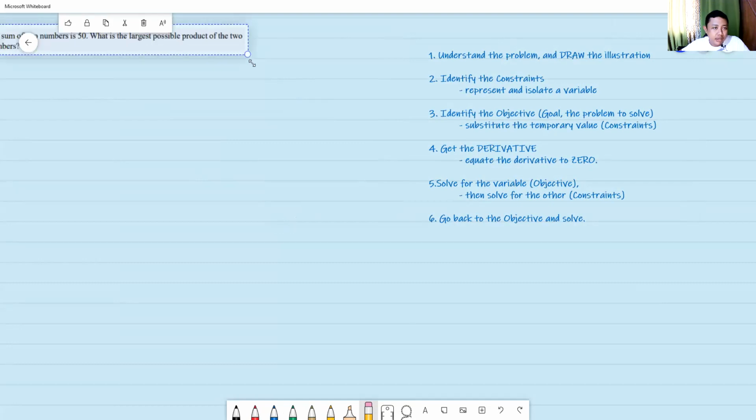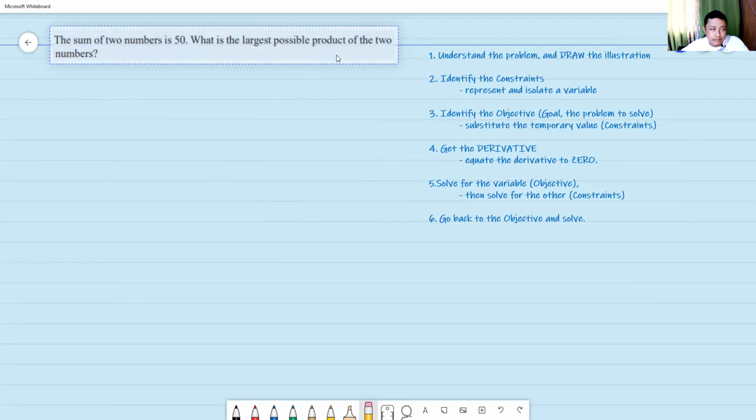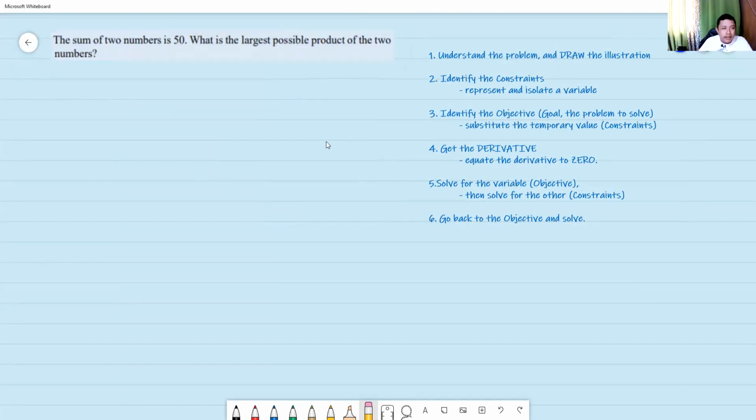These are number problems used in optimization. Okay. The sum of two numbers is 50. What is the largest possible product of the two numbers? If we will not use optimization kasi, my children, we can just simply think of two numbers whose sum is 50 and then when you multiply, that's it. Ganun lang siya kasimple.